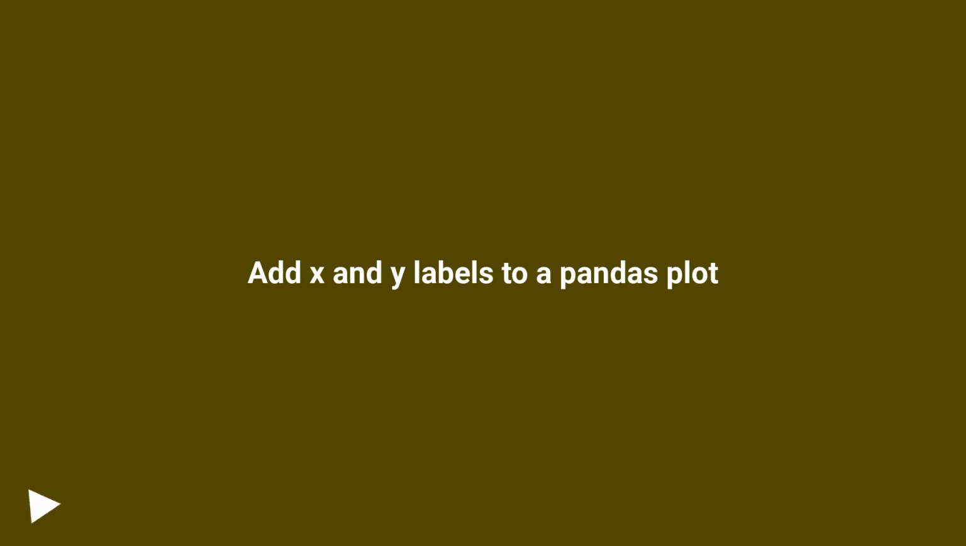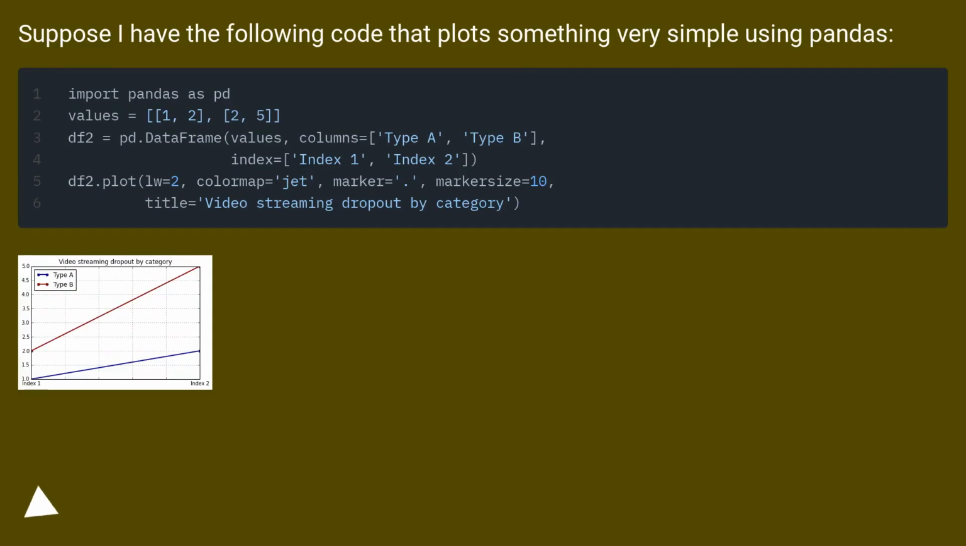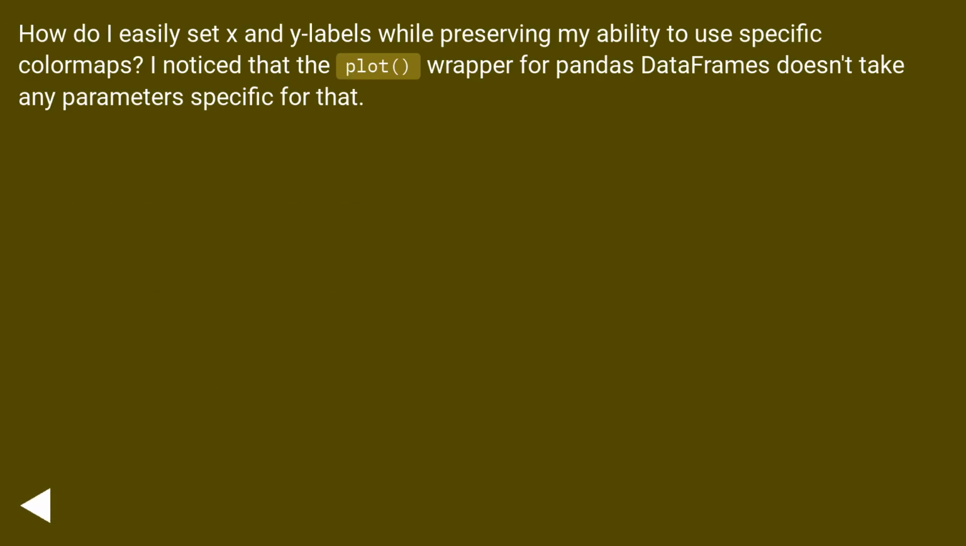Add X and Y labels to a pandas plot. Suppose I have the following code that plots something very simple using pandas. How do I easily set X and Y labels while preserving my ability to use specific color maps?